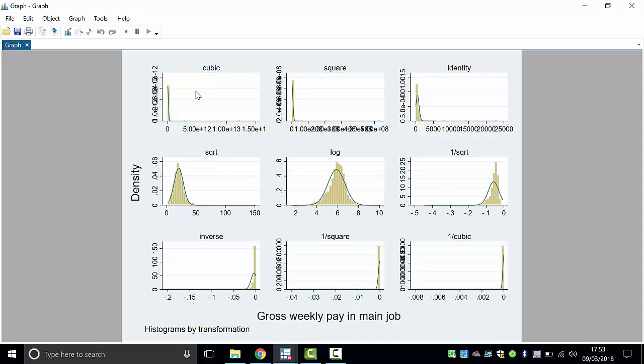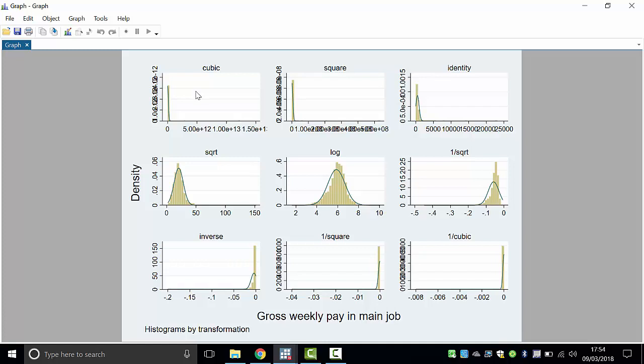What we are doing here is this. The code ladder, in the first one, is raising every observation in the wages variable, and we have 10,292 of them, to the power 3, a cubic transformation. You see the larger values are getting even larger, so that's not a normal distribution. The next one is raising each observation to the power 2, squaring it. That's not helping us either.